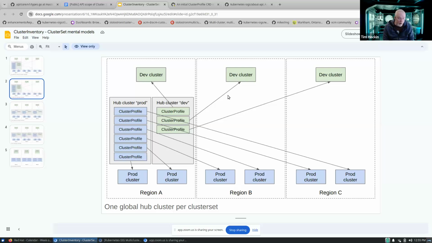I totally lost my train of thought. Oh, I wanted to go back. Ryan, I think it was, you mentioned something about namespace sameness being a problem, but I'm not understanding what the problem is.